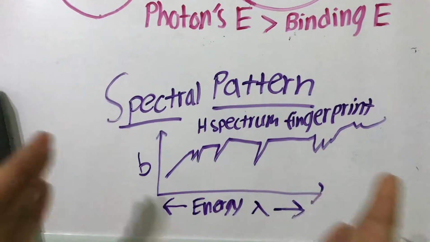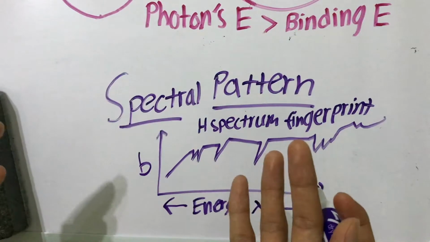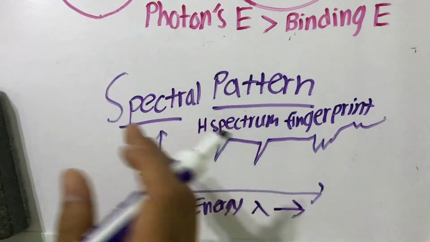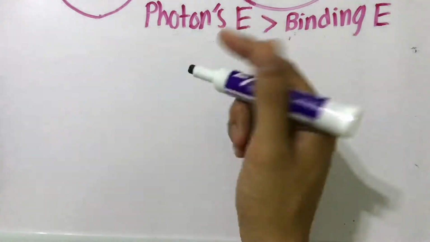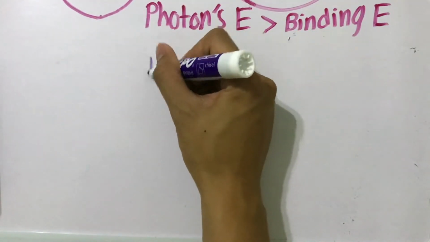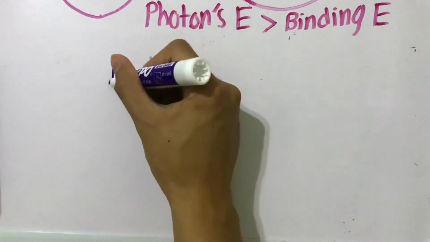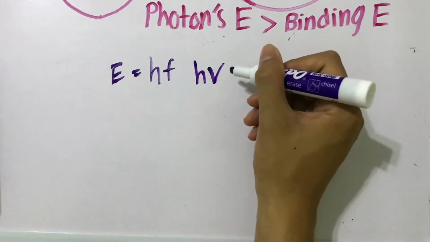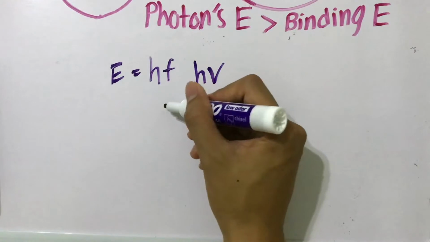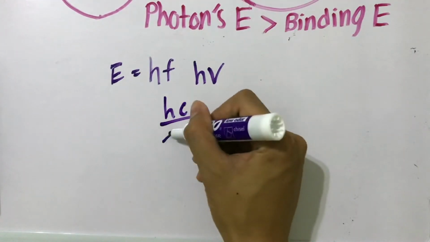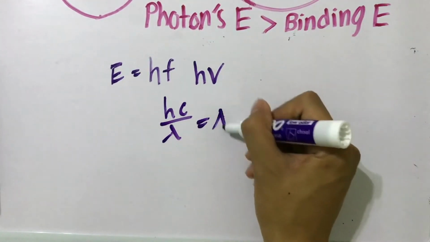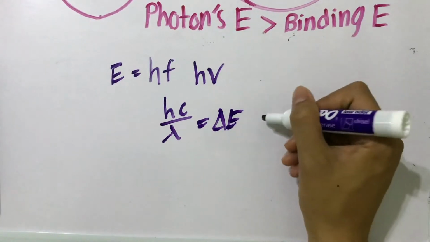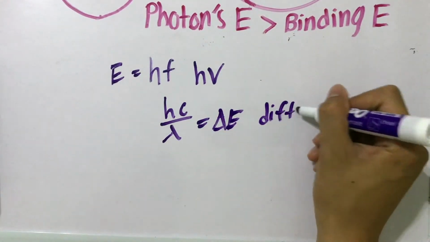Now we're going to address the last component of today, the energy of the photon absorbed. How do we calculate that? Simply, we can calculate this with hf, or hν as you may have seen it, which is equivalent to hc over lambda and the change in energy, the difference between the energy levels.